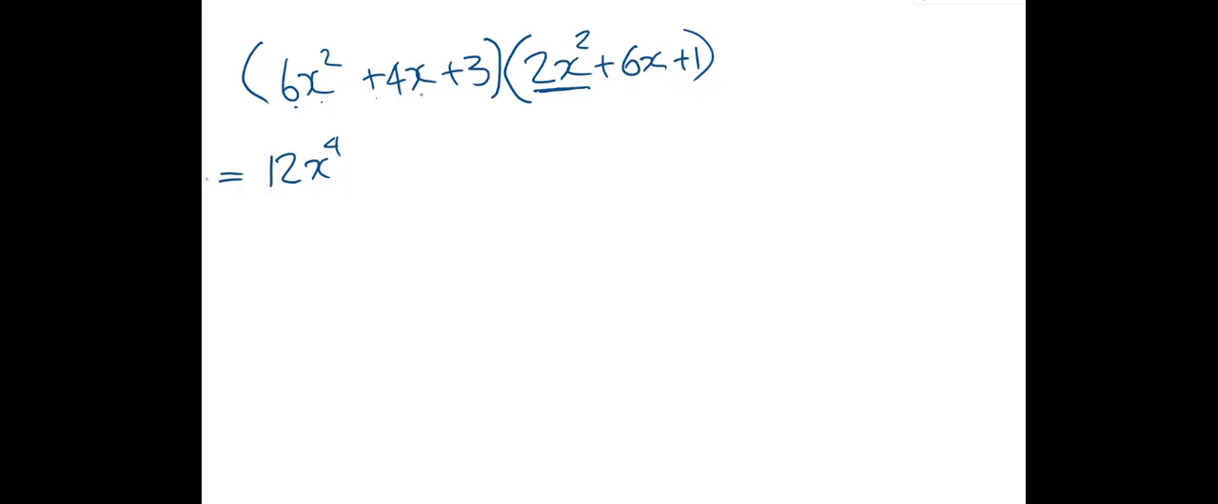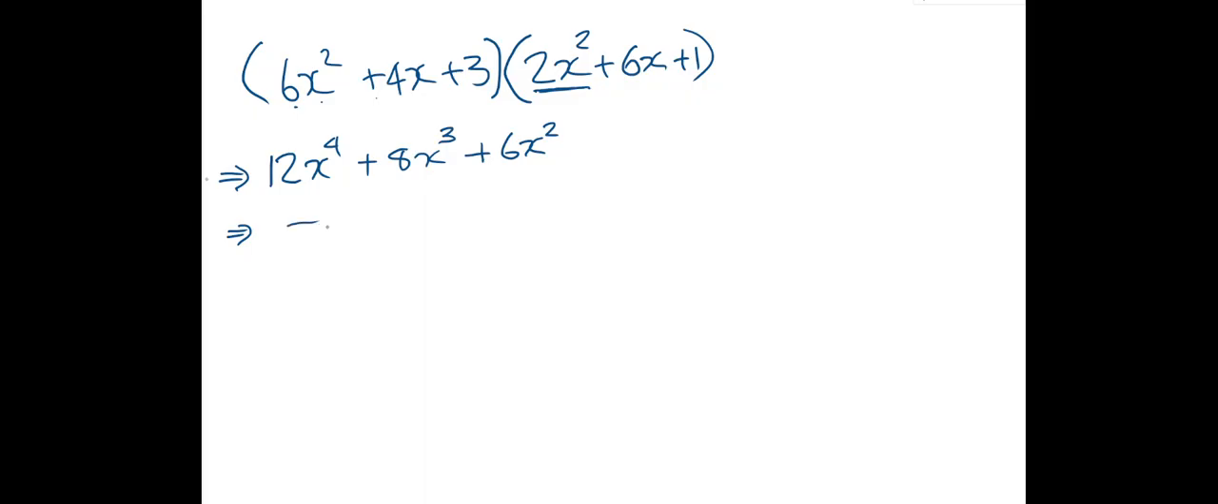Okay, 4x times 2x squared is going to be 8x cubed. And now plus 3 times 2x squared is going to be 6x squared. Now, instead of equal signs, I'm just going to do that.